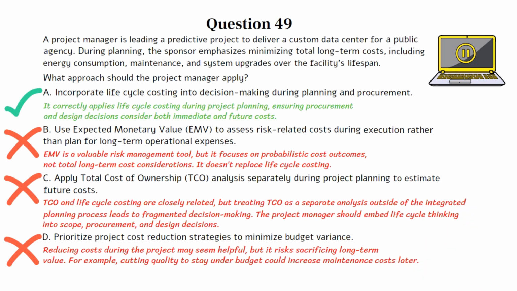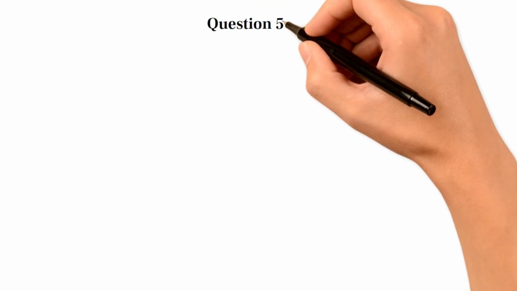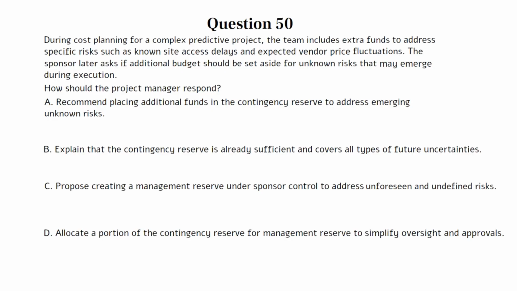Let's move on to the next question if you're ready. Question 50. During cost planning for a complex predictive project, the team includes extra funds to address specific risks such as known site access delays and expected vendor price fluctuations. The sponsor later asks if additional budget should be set aside for unknown risks that may emerge during execution. How should the project manager respond?